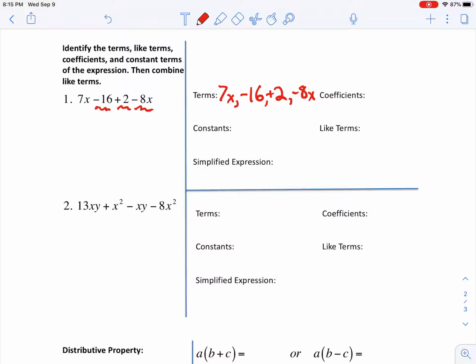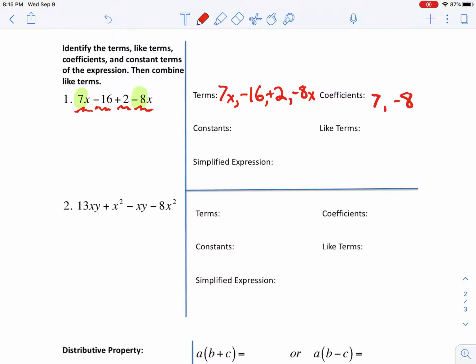So those are the four terms. See that there's two minus signs and a plus sign, so that means there's 4 distinct terms here: 7x, negative 16, 2, and negative 8x. Let's go ahead and break this down a little bit. Which of these terms have coefficients? Remember, coefficients are the numbers in front of the letters. So if I just highlight them, 7 and negative 8.